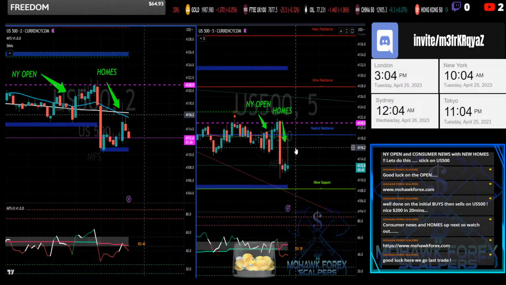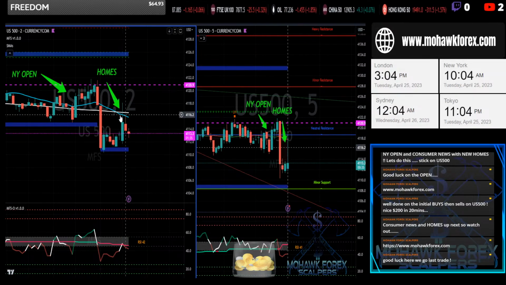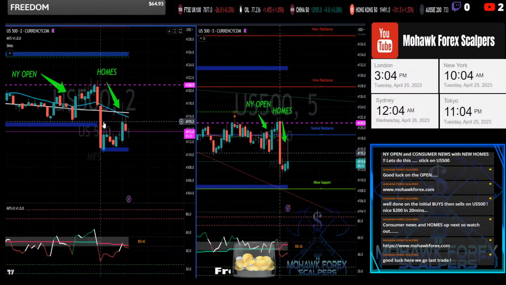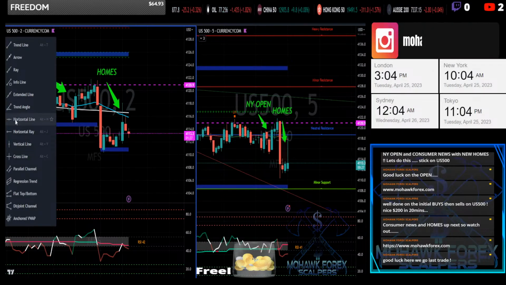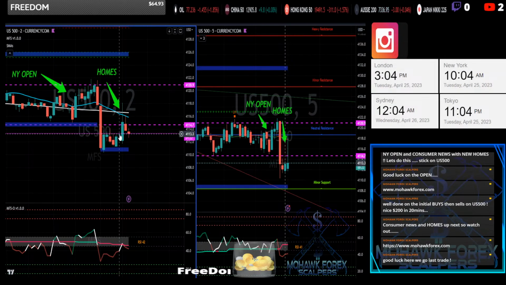See, if you were just looking at it on the 5 minute, you could have got out before it hit the neutral resistance. If you're watching it as we did on the 2 minute, then we got out before we hit our blue zone here. So here's where we took our profit. I always go to the first key level. So we took the buy and we got out here.